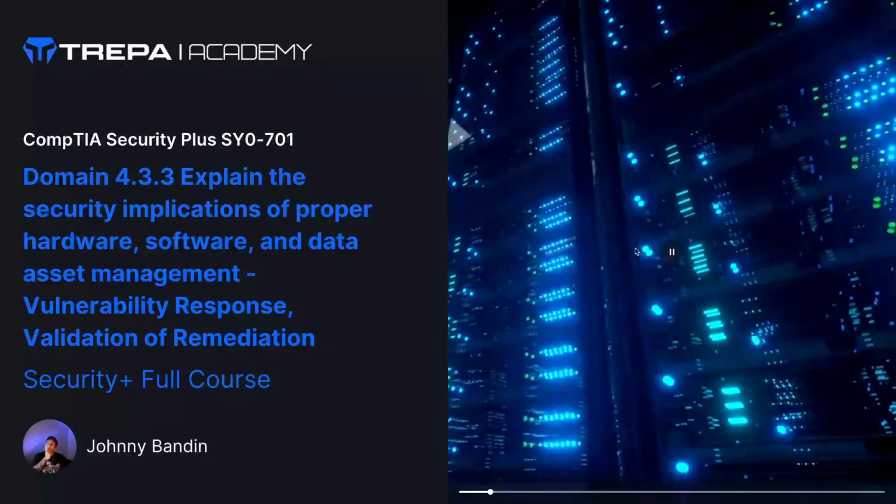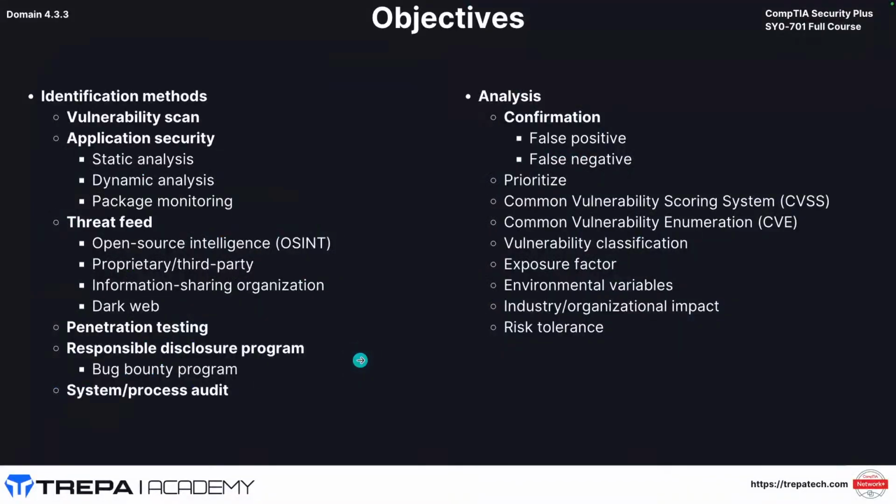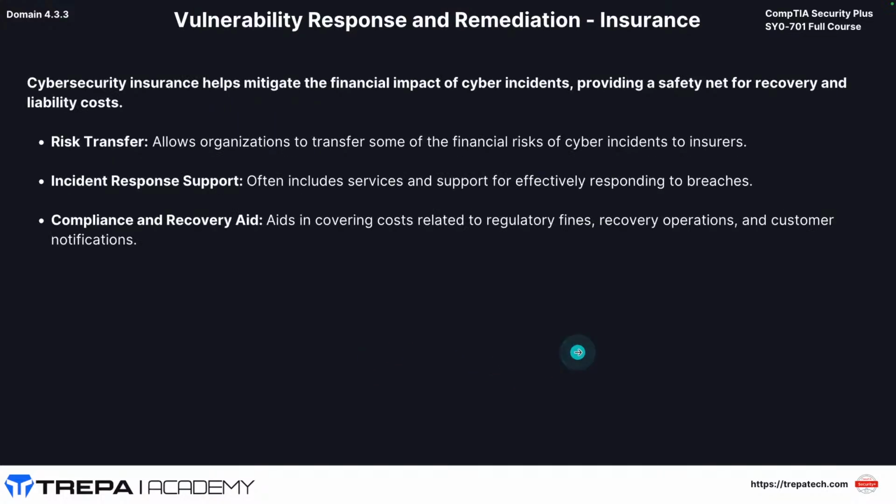So now we're going to go over vulnerability response and validation of remediation. So how to respond to vulnerabilities? We have patching. So we've talked about patching over and over and over again, but this involves applying updates to software or systems to correct security vulnerabilities and improve functionality. Insurance. So we can do some risk transference here. So we can have cybersecurity insurance as one of our responses to a data breach or vulnerability.